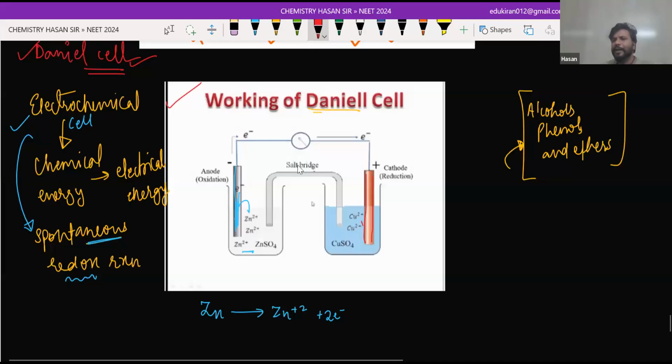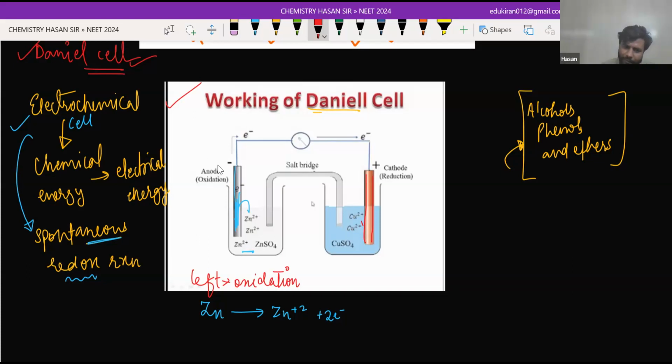So you can easily see that on the left hand side, oxidation takes place. And by IUPAC convention, on the left hand side of an electrochemical cell, we will have the anode. So whenever we see any electrochemical cell, the left hand side is the anode, and at the anode oxidation takes place.